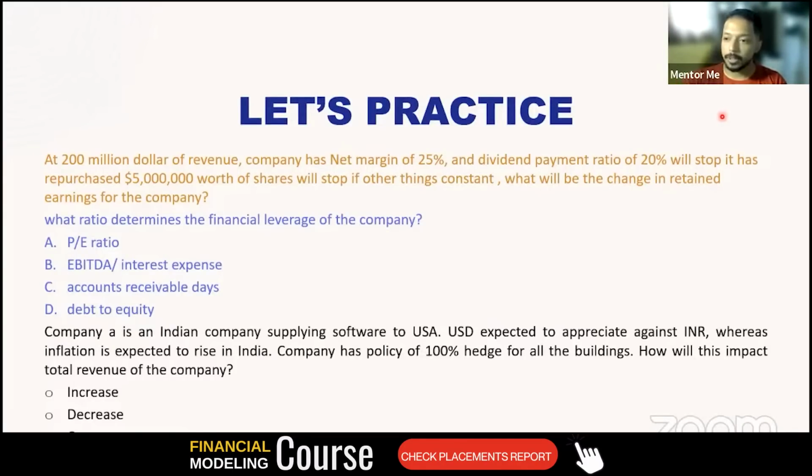I'll just read out the question though. At $200 million of revenue, a company has a net margin of 25%, a dividend payment ratio of 20%, and it has, so there's a printing mistake here, but it has repurchased 5 million worth of shares. Other things constant, what will be the change in its retained earnings? All we are saying is that the company has a net margin of 25% and a revenue of 200, and a dividend payment ratio of 20%. So just multiply 200 with 25% first to get your net income. And on that net income, multiply the dividend payment ratio of 20%. Now, along with that, the company has also purchased 5 million worth of shares. Question is, how much does the retained earning change?